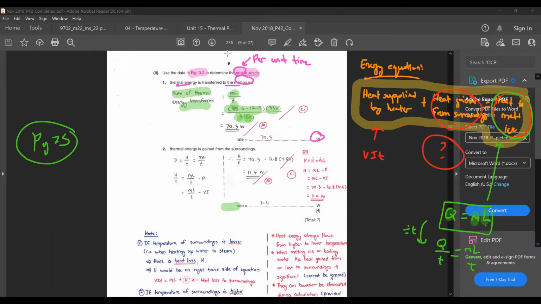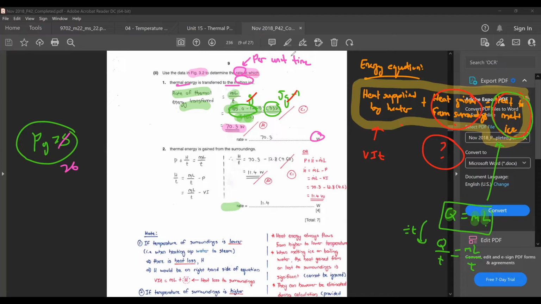Okay, so yeah, back to what I was talking about. We already know the specific latent heat. This one was in joules per gram. So for the mass, you can just leave it in terms of gram because the units will cancel off. There's no need for you to change from gram to kg. Just leave it as it is. So eventually your final answer would be 70.3 watts. Okay, right, so this one is okay.